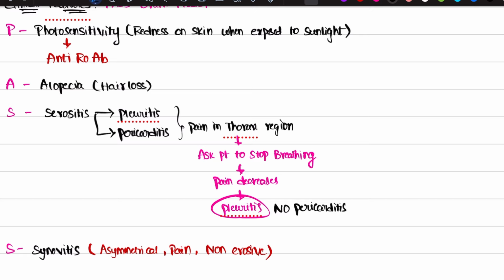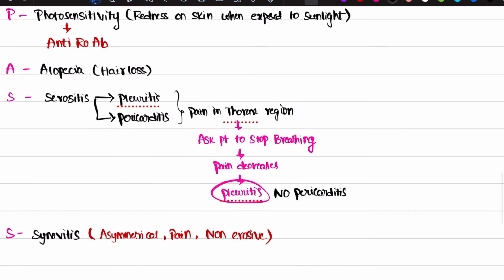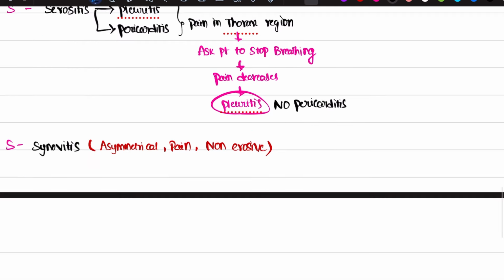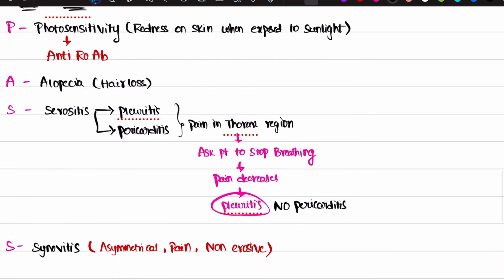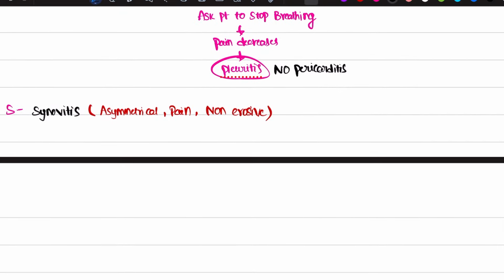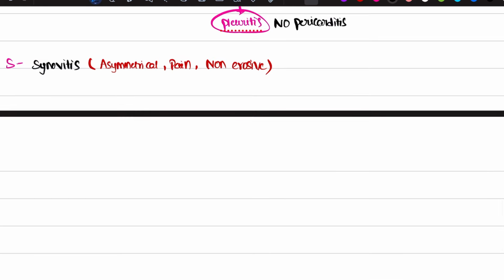So how to differentiate pleuritis and pericarditis? The patient complains of pain in the thoracic region. So between both of these conditions, how to differentiate? Let's ask the patient to stop breathing. If I ask the patient to stop breathing, the pain decreases. It means it is related to the pleura. So that's why it is pleuritis, not pericarditis. So next, S is synovitis. There is asymmetrical involvement and pain is present, and this is non-erosive. So this is basically involving the joints.